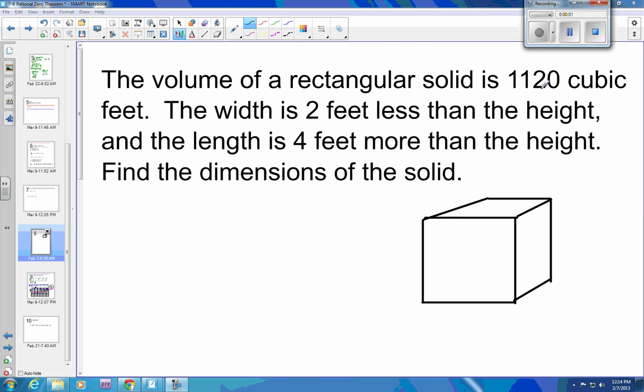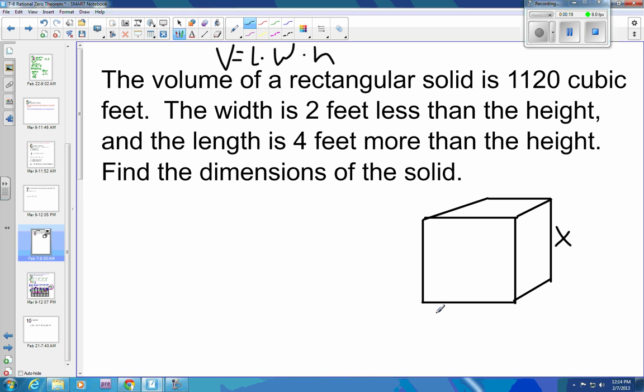Okay, the volume of a rectangular solid is 1,120 cubic feet. So volume is equal to length times width times height. The width of it is 2 feet less than its height, and the length is 4 feet more than its height. We don't know its height, so we can use x for height.